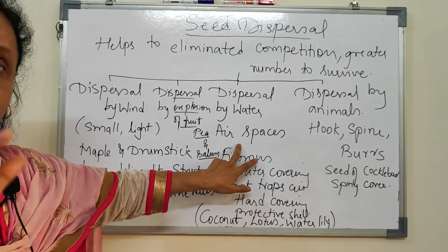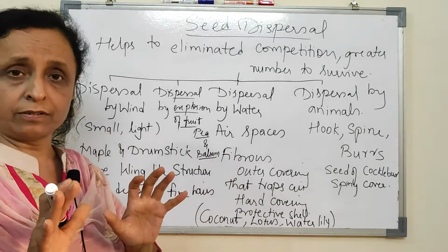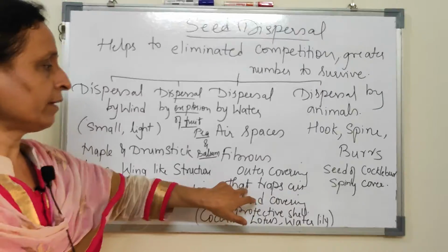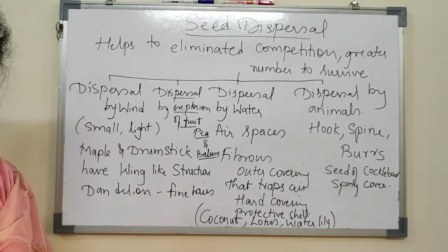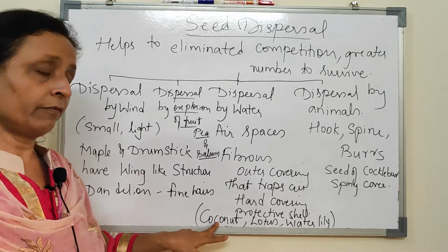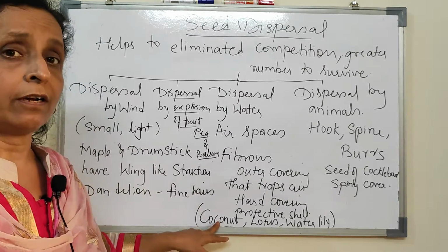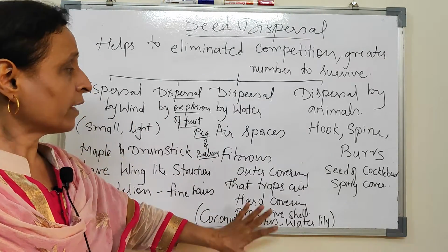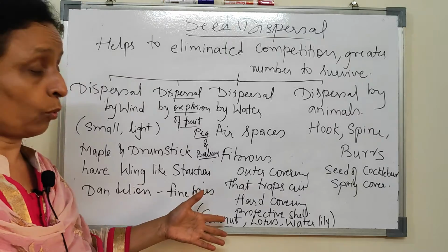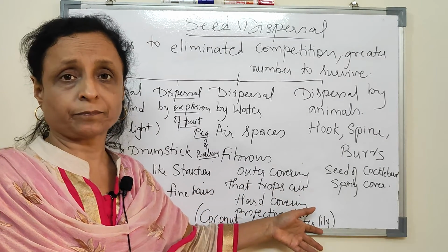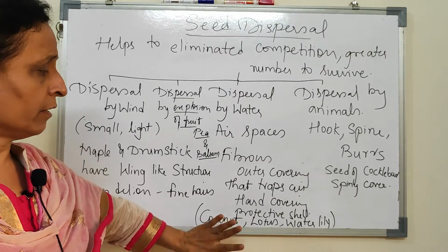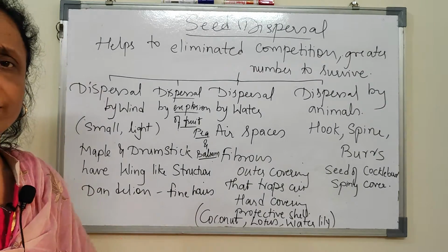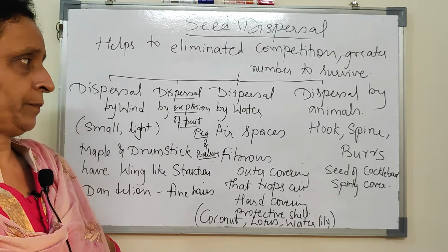So either it has got air spaces or it has got a fibrous outer covering which has air in it. So a fibrous outer covering that traps air, and a hard protective covering, like coconut you have seen. It may not dissolve in water, it may not rot in water, so it has to have a protective shell. So examples of dispersal by water: coconut, lotus, water lily. You can identify that they are dispersed by water. They are water plants, so they have to be dispersed by water.